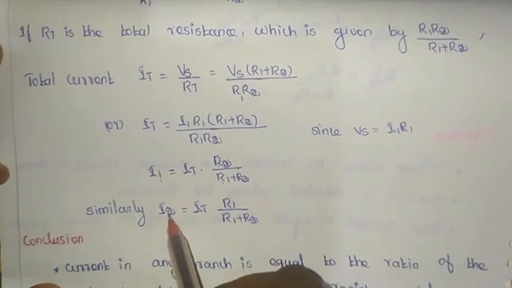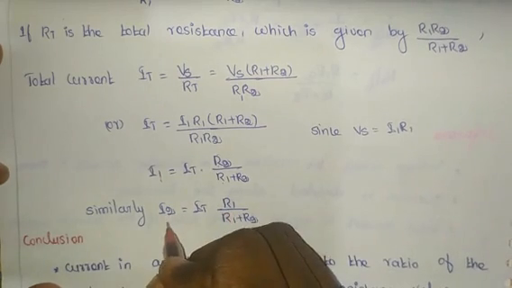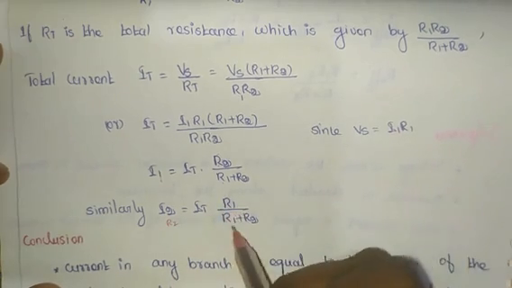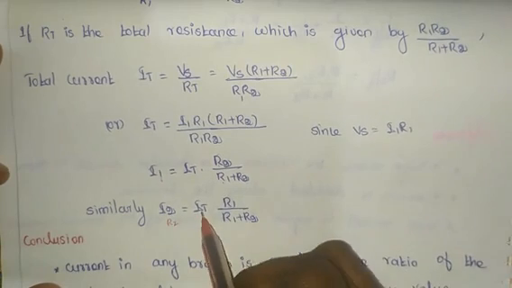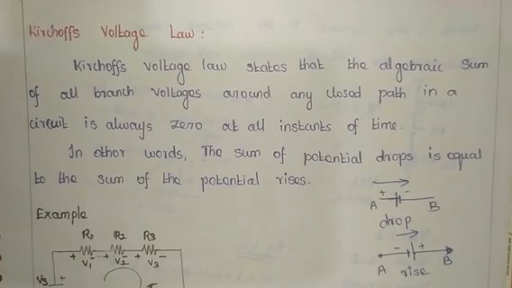Suppose you want to find the current I2, the current flowing through the resistor R2. Then I have to write the other resistor R1 divided by R1 plus R2, into the whole current entering the network, IT.